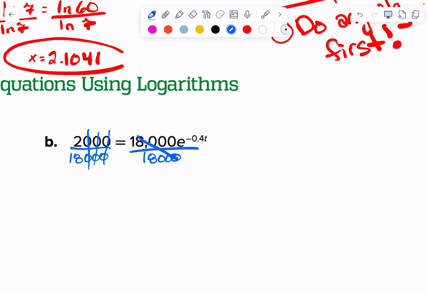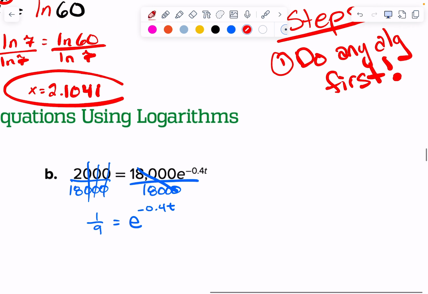Which is 0.1 repeating. I'm going to leave it as 1/9. And that's e to the negative 0.4t. All right. That was step number 1. Do any algebra first. Can I do any more algebra? I don't think so. Step number 2.